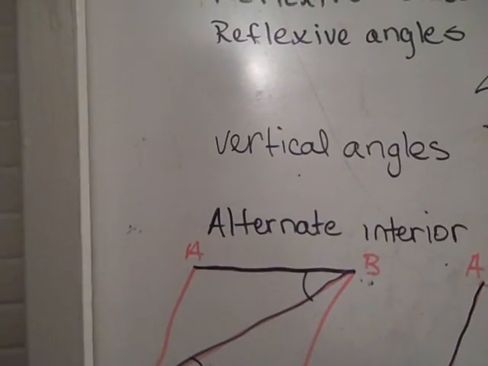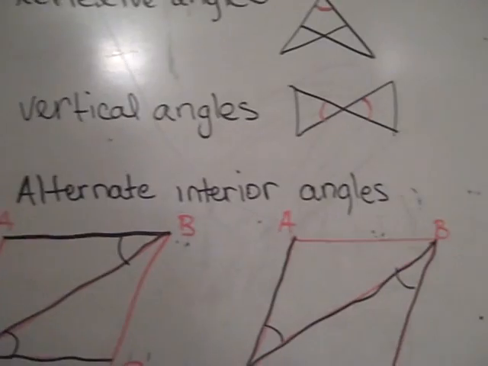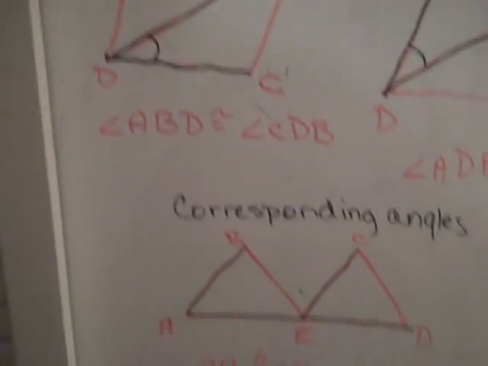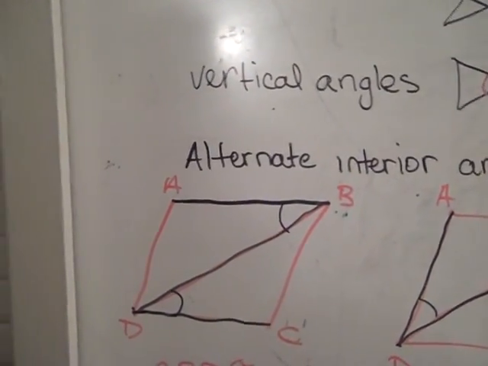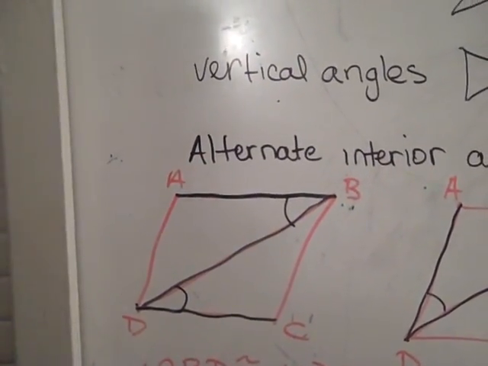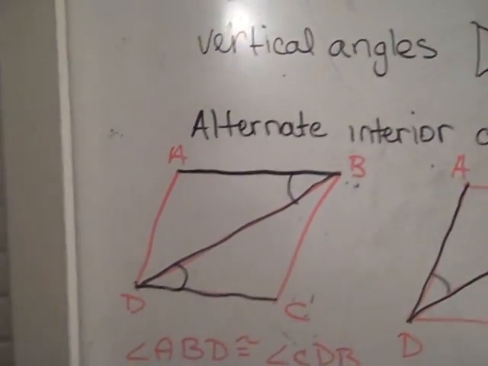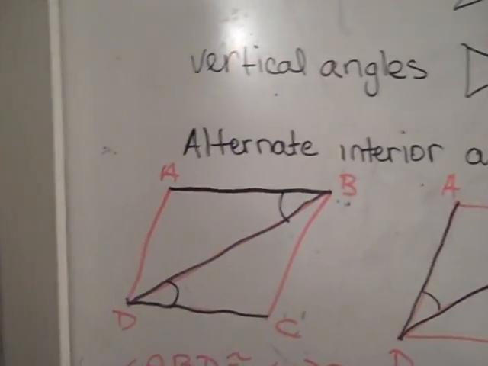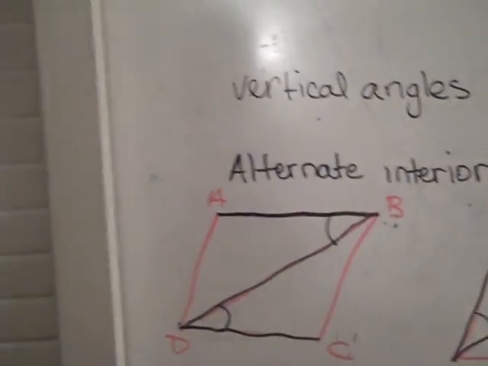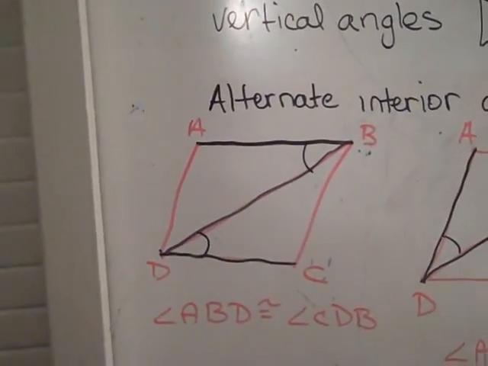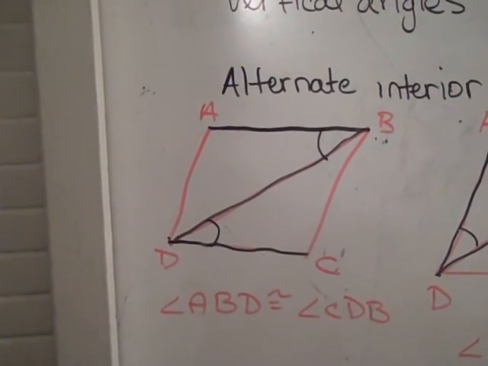Your next set of reasons have to deal with parallel lines. Your alternate interior angles and your corresponding angles. With alternate interior angles, if you're told that two lines are parallel, there's a possibility that one of these two angle relationships is going to be your reason. Actually, it's not a possibility, it's a given. In the example that I'm showing right now, side AB and DC are parallel.